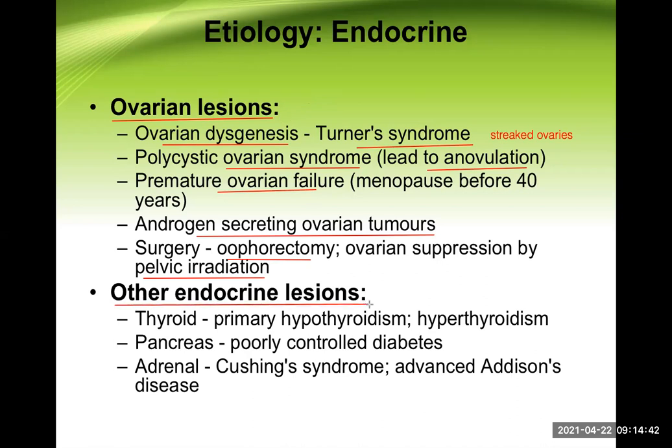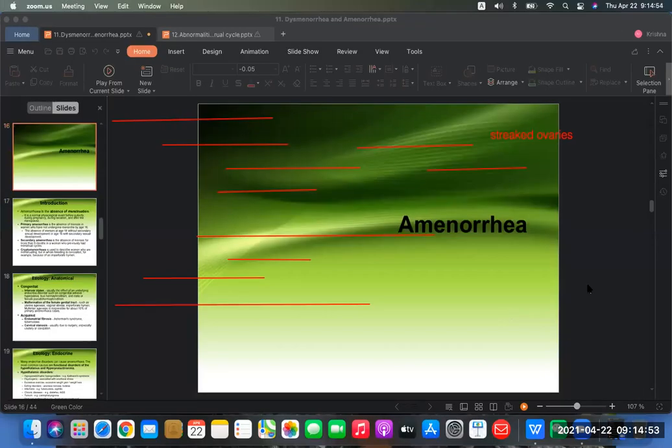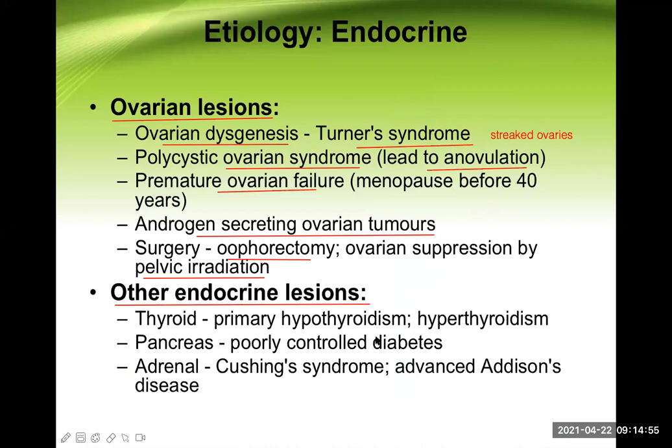Some other endocrine lesions can also lead to amenorrhea, like thyroid disorder. Both hypothyroidism and hyperthyroidism can result in menstrual cycle abnormalities or amenorrhea. Poorly controlled diabetes and even Cushing syndrome and advanced Addison's disease can result in that.